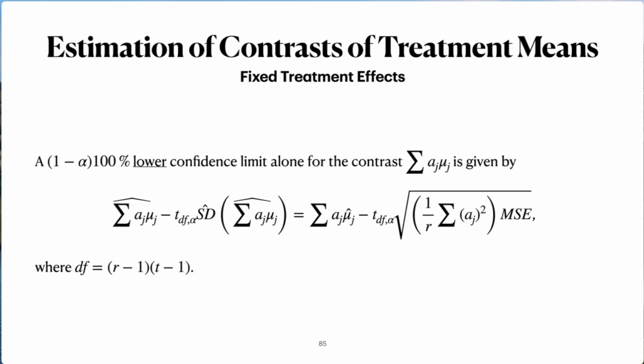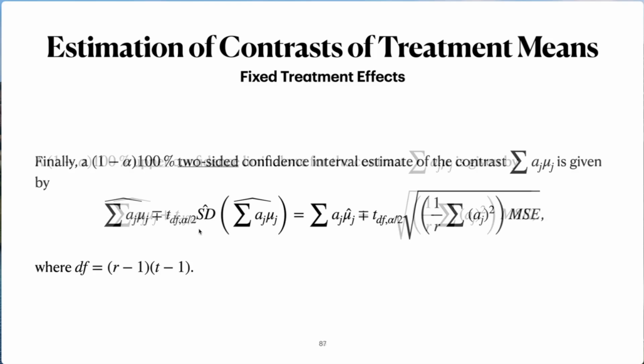If what we wanted was an upper confidence limit, all we would do is add that margin of error instead of subtracting it. That's the only difference between the last slide and this slide. Notice that in both of those situations, for a lower confidence limit alone or an upper confidence limit alone, we don't divide alpha by 2.